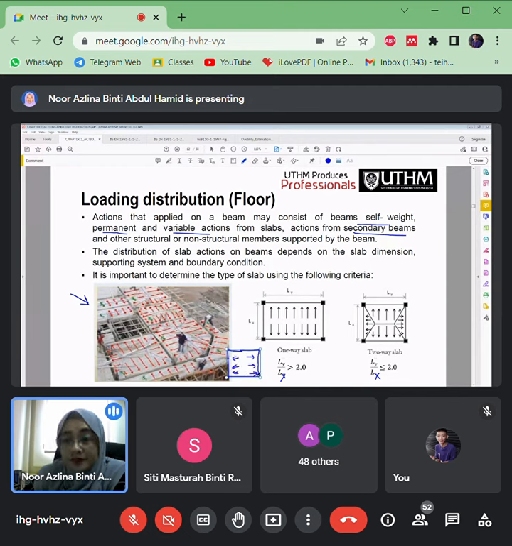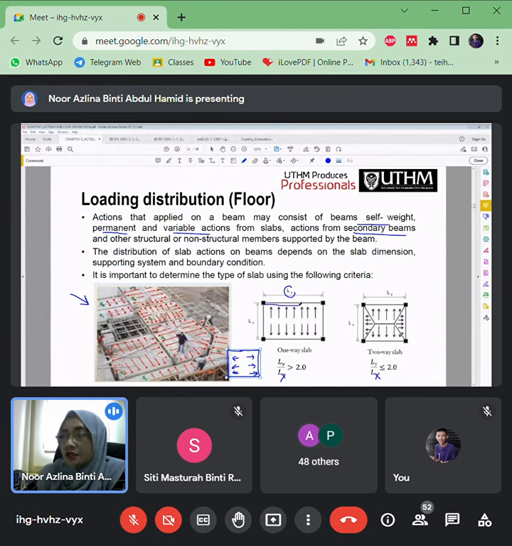It depends actually on how the beams are occupied, where the sides of that beam are, and also where the long side or long spans of the slabs are. For example, this is Ly here, which is the longest span. This is Lx, the shortest span.